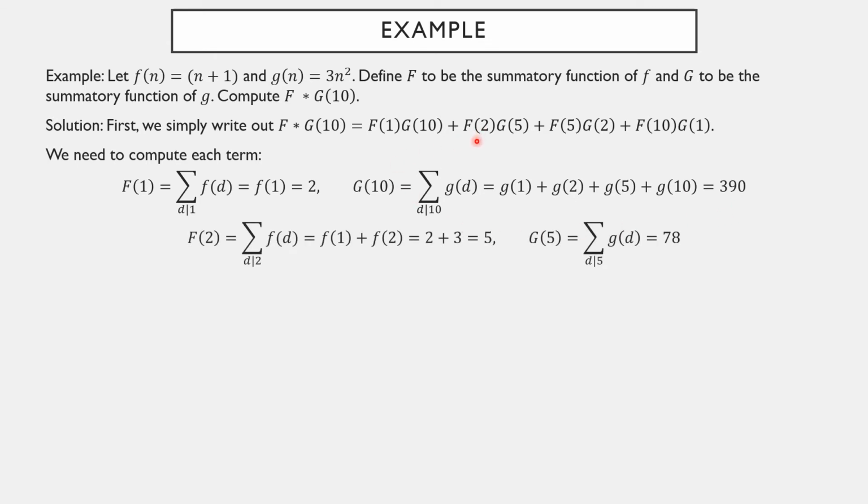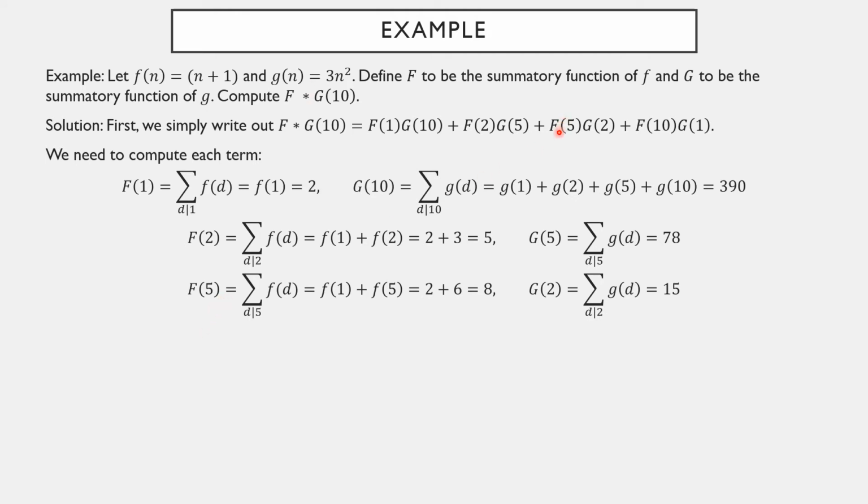In the next term, we have f of 2 and g of 5. F of 2, take the factors of 2 and plug them into little f, f of 1 plus f of 2. Since f of n is n plus 1, this is just 2 plus 3, aka 5. G of 5 is going to be take the positive factors of 5 and plug them into little g. So this is going to be g of 1 plus g of 5, which works out to 78. Remember that g of n is 3n squared.